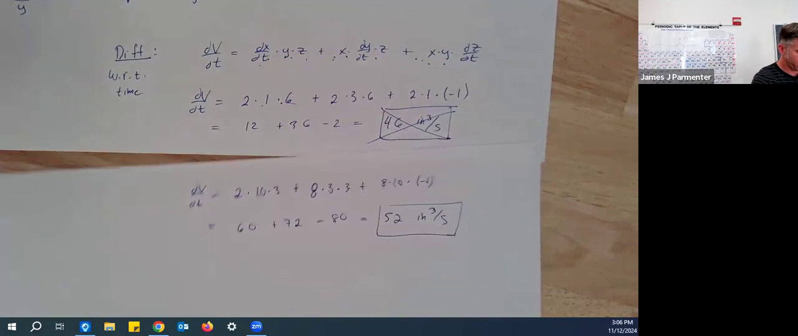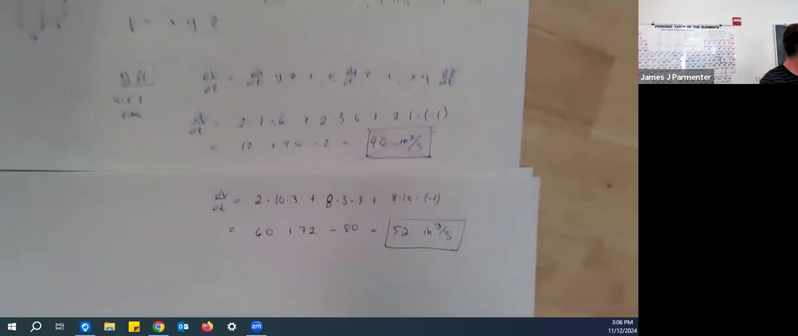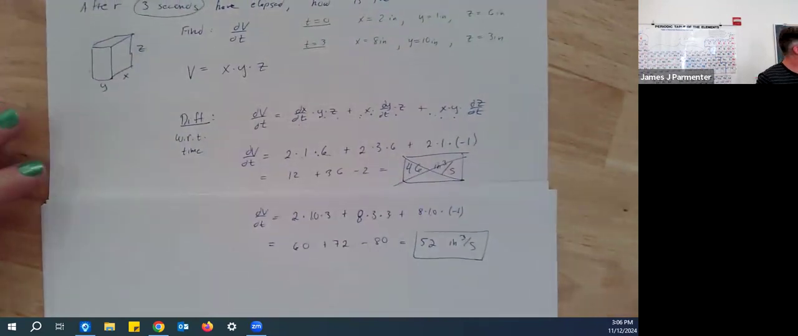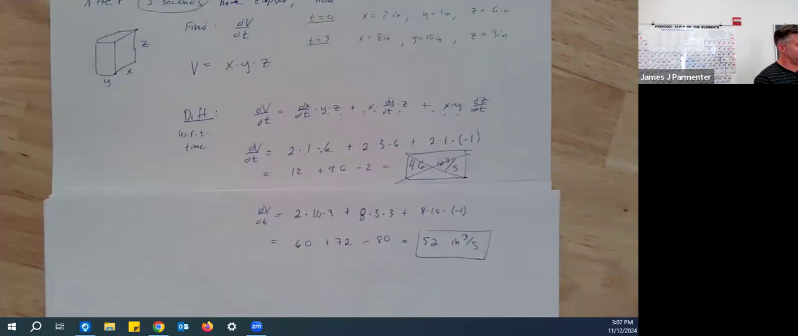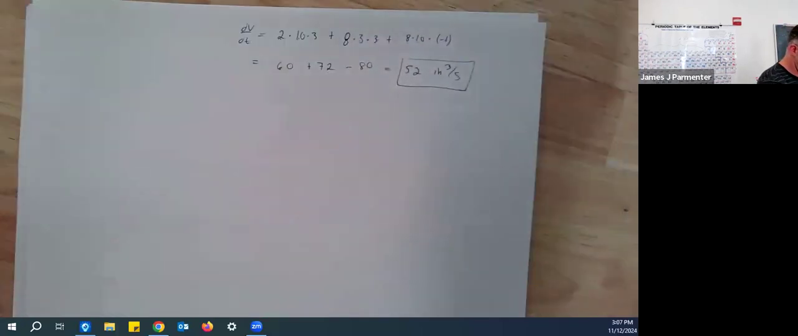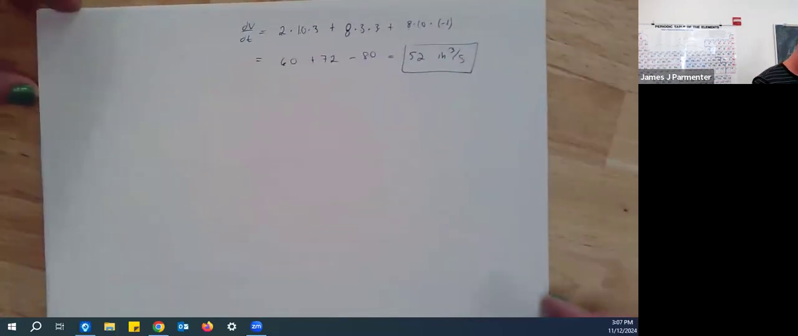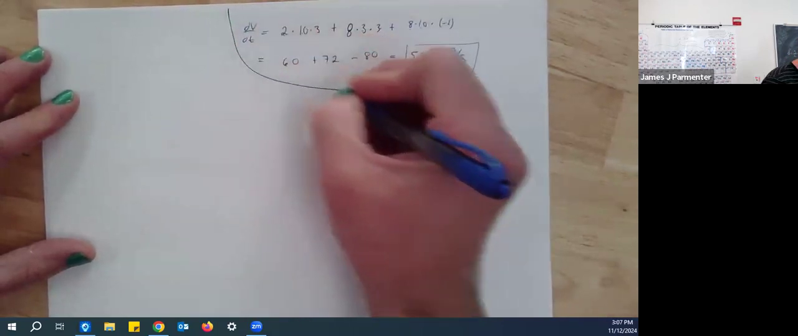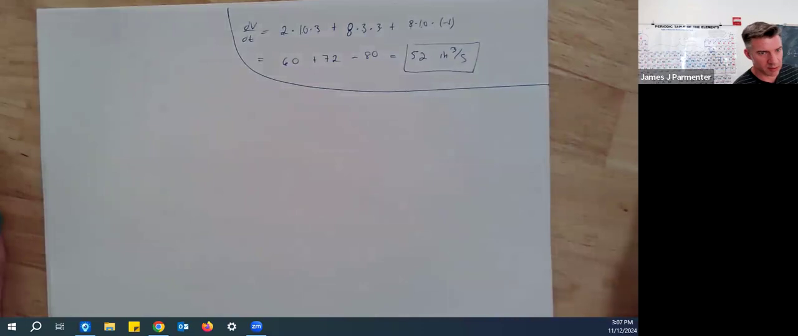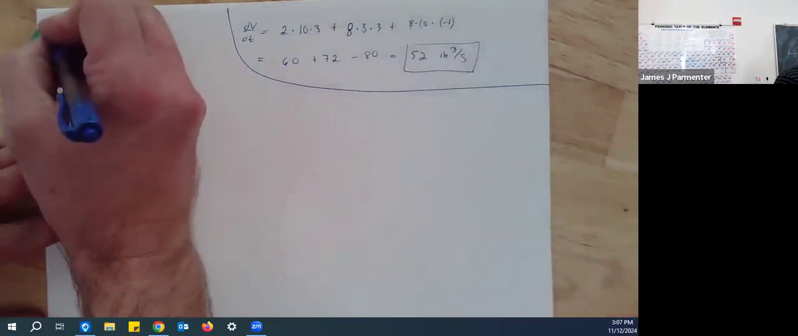Cool. So I would classify these as kind of some off the beaten path related rates questions, right? These are less typical in my opinion. Let's look at a more typical example. So here's a typical example.